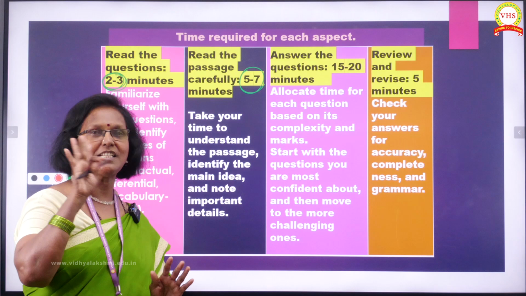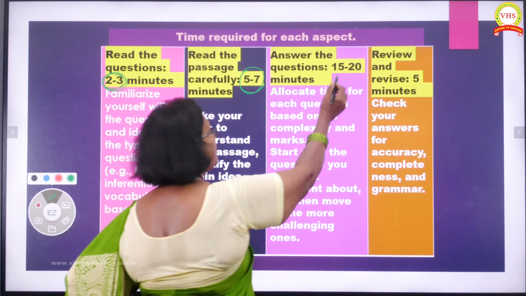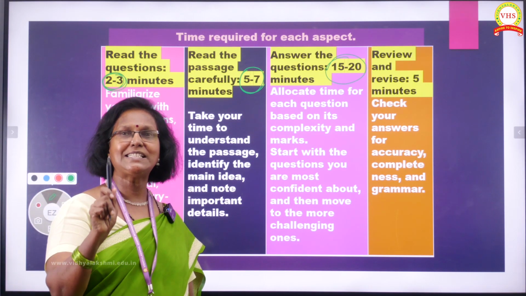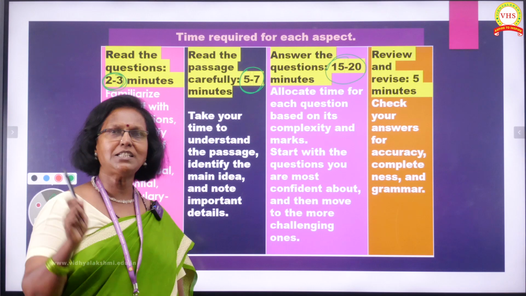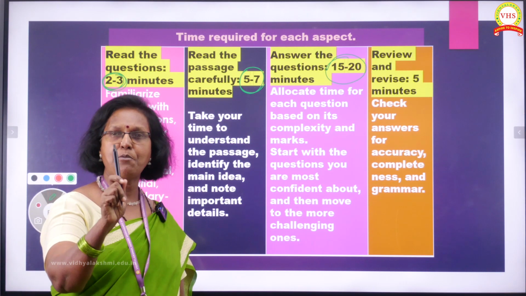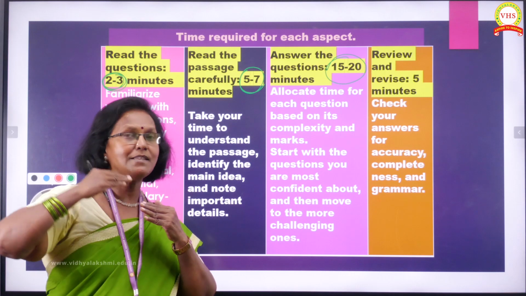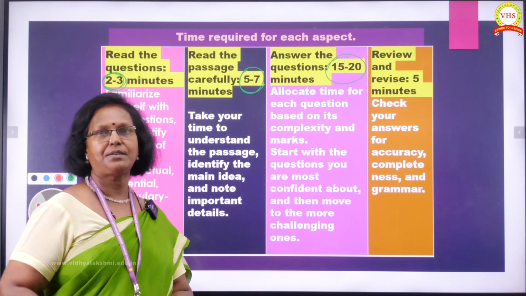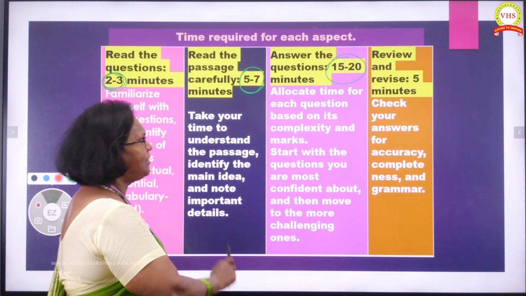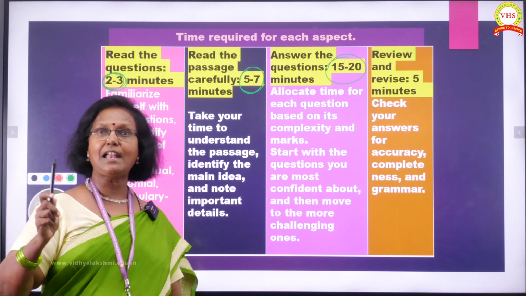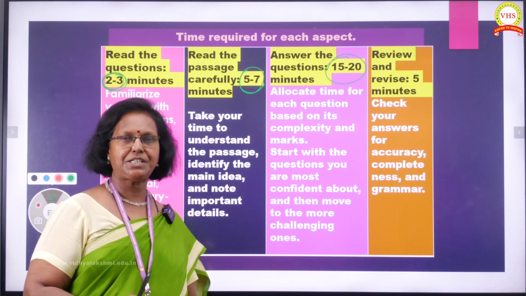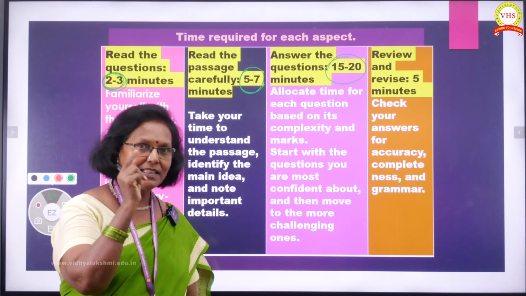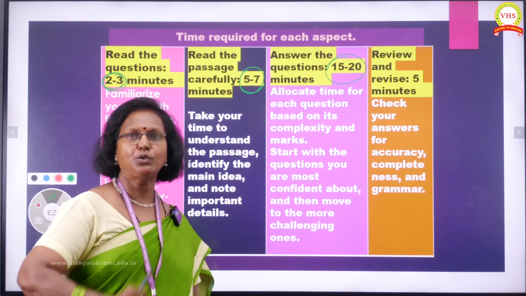Then comes the third step, and that step is to reply. Write your answers in well-structured sentences. You should not take even a second more than 20 minutes. Actually, 20 is the maximum time. If you can finish it within 15 or 16 minutes, it's wonderful. So, allocate time for each question based on its complexity and marks. Suppose you have a 2 marks question. You know that a 2 marks question has to be answered in 40 words. At that time, maybe allot a minute or 2 for it.